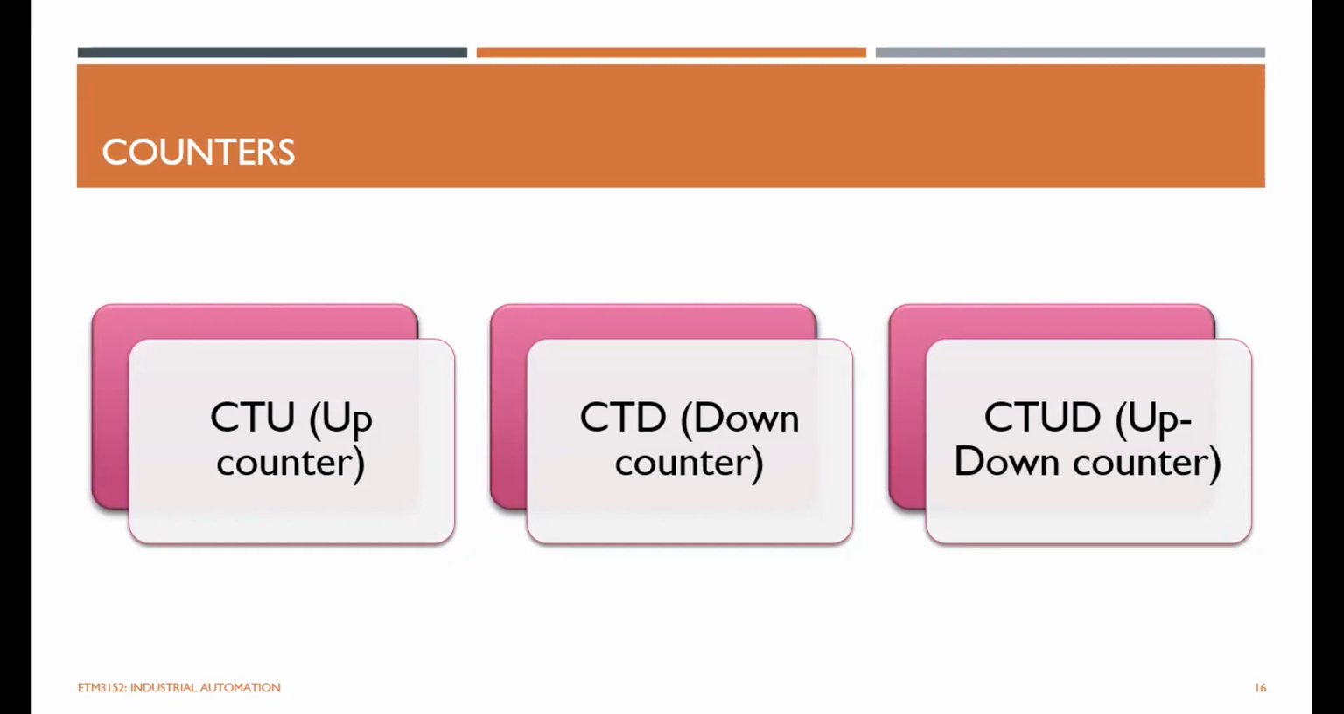And basically we're going to discuss three types of counters. The first one is the up counter, which is CTU in CODESYS, and the second one is CTD, which is the down counter, and finally we have CTUD, which is the up-down counter. So basically a counter is just to count any number or any inputs.